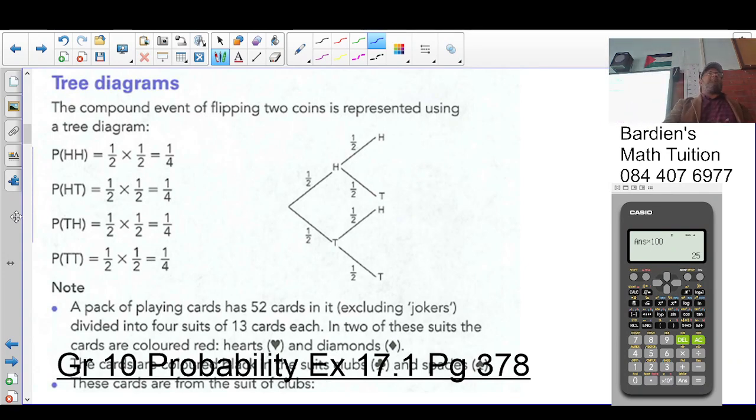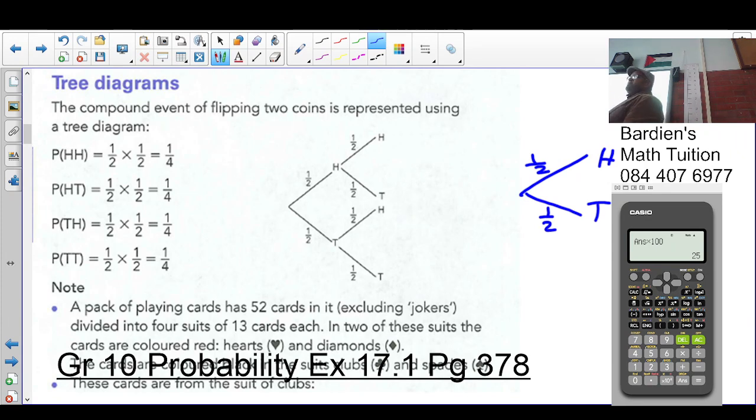in the first flip, what are my outcomes? It can either be heads or tails, H or T. If I flip, what's the chance of me flipping a heads? 50%, which is 1 out of 2. And the tails? 1 out of 2. Can you see that, people?